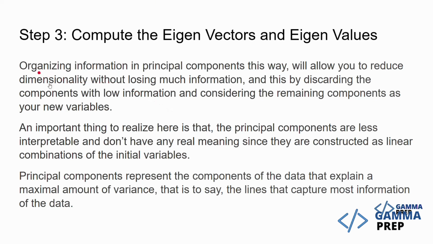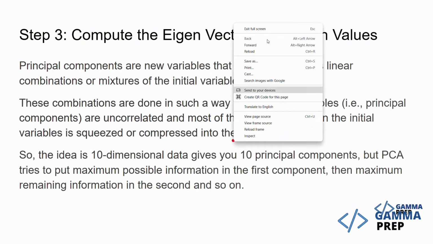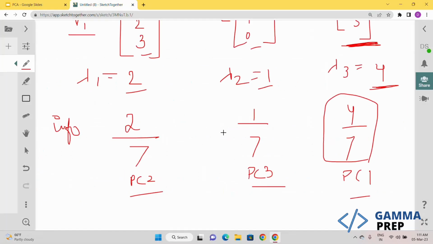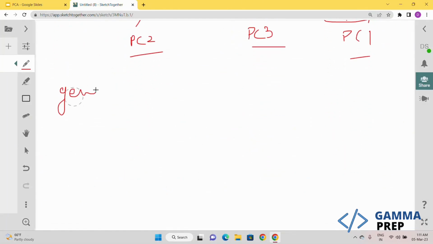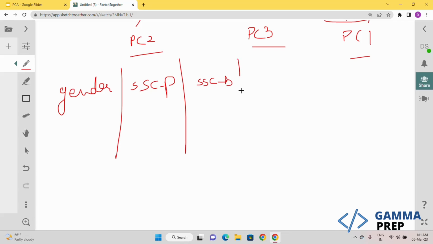Okay. An important thing to realize here is that principal components are less interpretable. What we have done is, initially the features in our data set were gender, SSCP, SSCB, and so on. Now you have converted them into PC1, PC2, and so on.